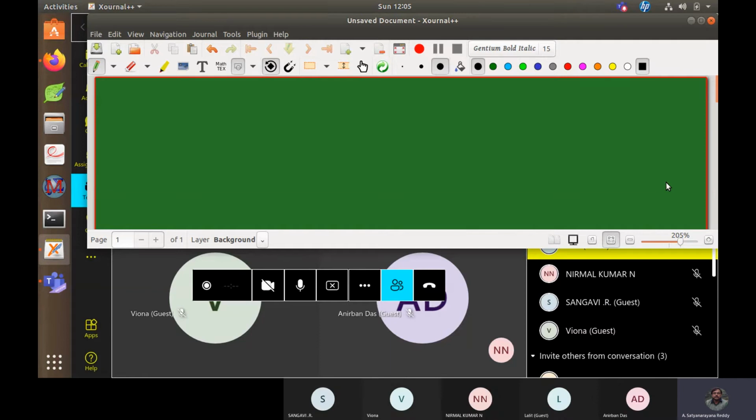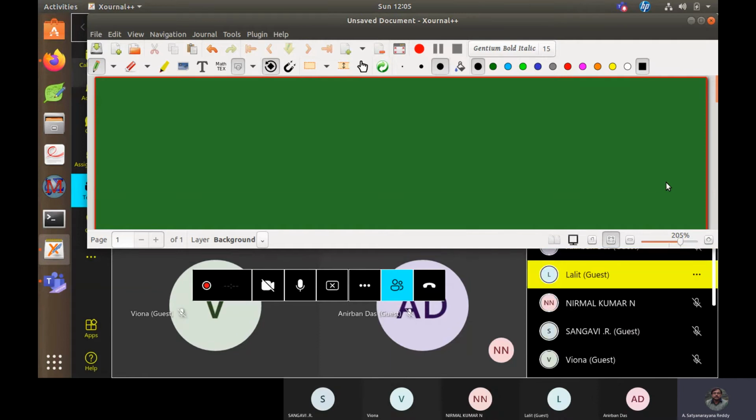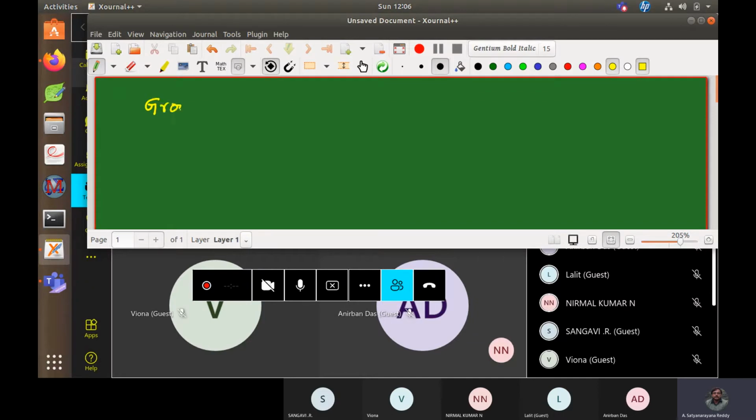Group actions need two sets, like a vector space. We say V is a vector space over F. Like that, G is acting on a set S. So let me write that. Group action: we need two sets.